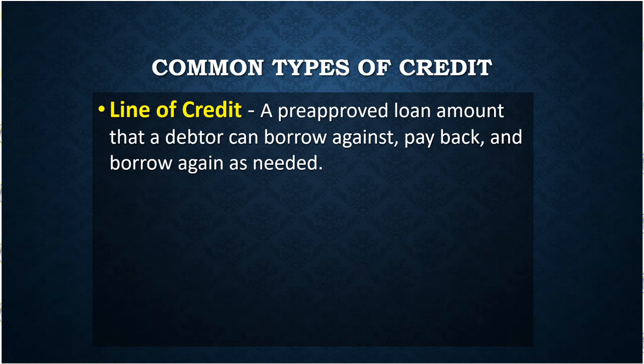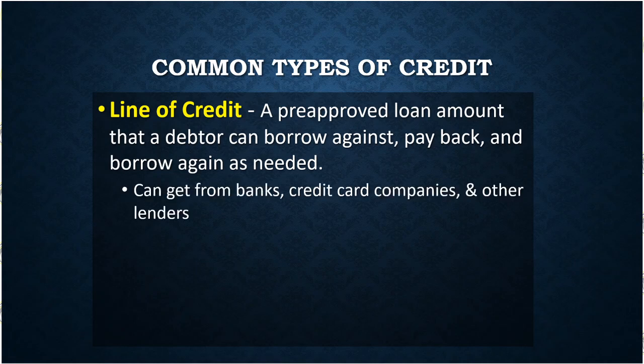And the next one is called a line of credit. A line of credit is a pre-approved amount, kind of like a credit card, that you can use to borrow against, pay back, and borrow again as needed. Once again, kind of like a credit account or credit card account.